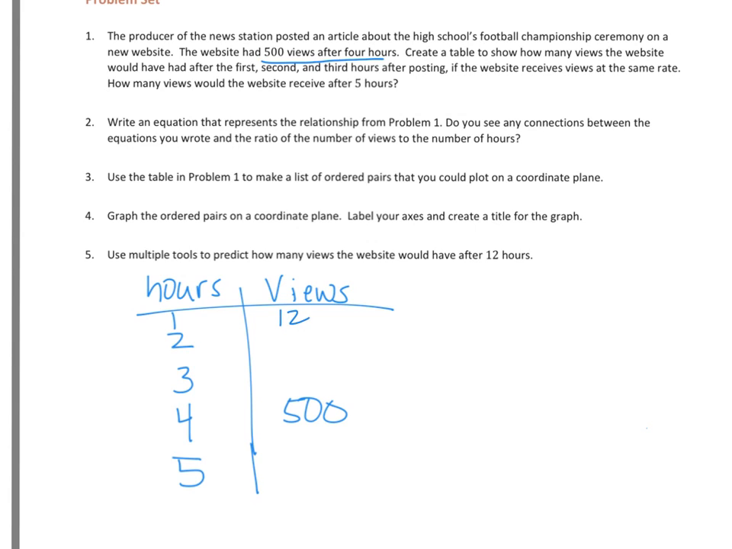So I had 125 views at 1 hour. That means for 2 hours, it's 125 times 2, which is 250. And then at 3 hours, 125 times 3. So that'll give me 375. And then I need it for 5. So 125 times 5. So really what I'm doing is I'm multiplying the number of hours by 125 to get my views.